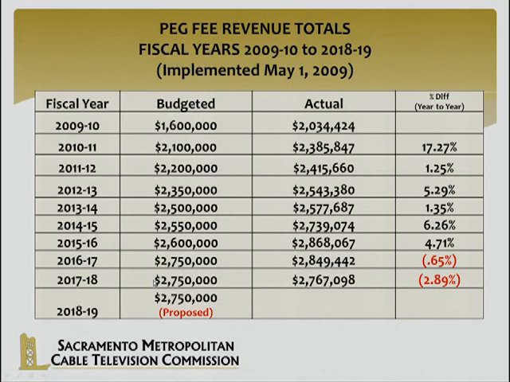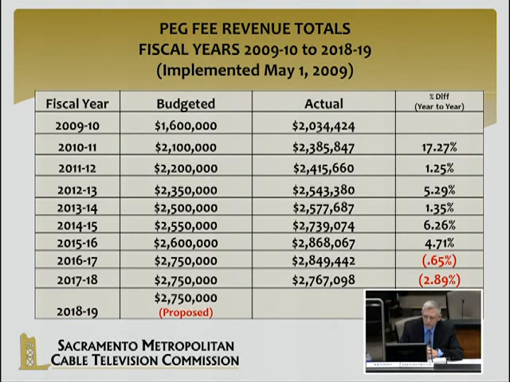And this chart here shows, I didn't graph the PEG funds because it almost tracks exactly to franchise fees, so you'd be seeing the same graph. But this shows we are budgeting $2.75 million in the PEG fund as revenue coming in, and that's the same as last year. Again, we have a 2.89% decrease in PEG revenues from the previous year.